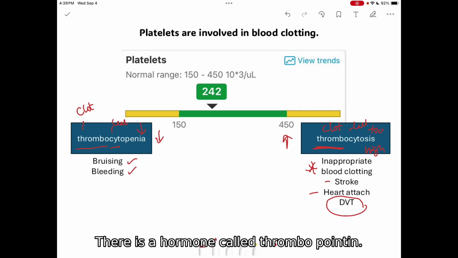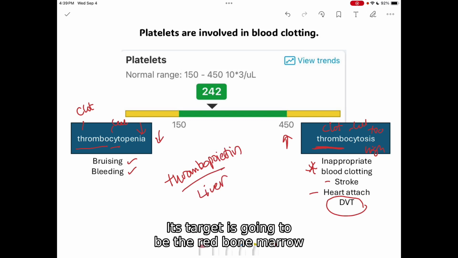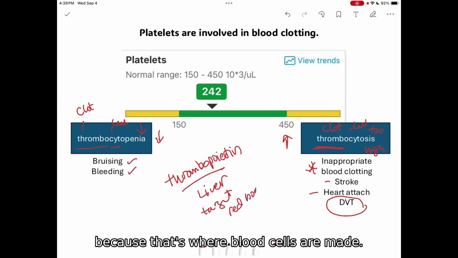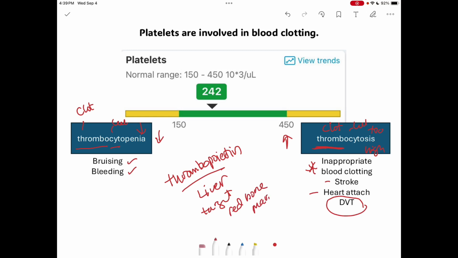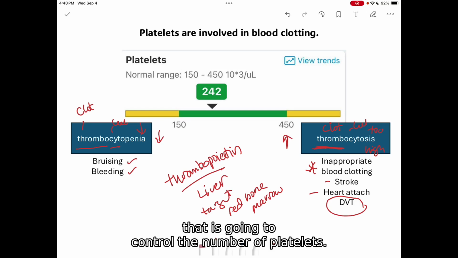There is a hormone called thrombopoietin. It's made by the liver. Its target is going to be the red bone marrow, because that's where blood cells are made. And so that is through negative feedback that is going to control the number of platelets.